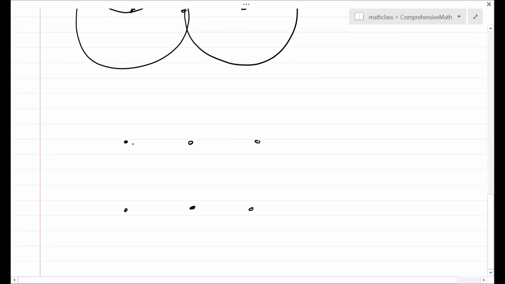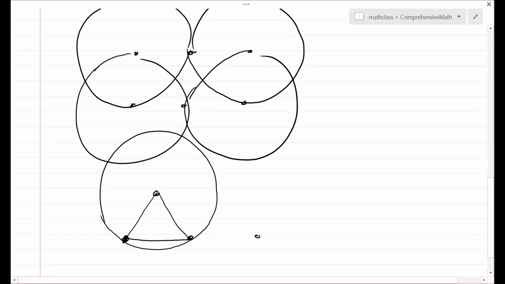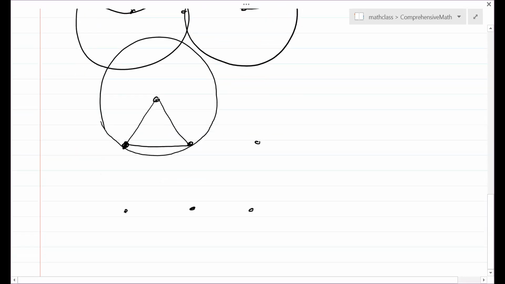All right, so here we do. Okay, we have these. Then you draw the equilateral triangle, right? Then you draw the circle. You see, it's passing through those two points. It's different from the above picture, right?